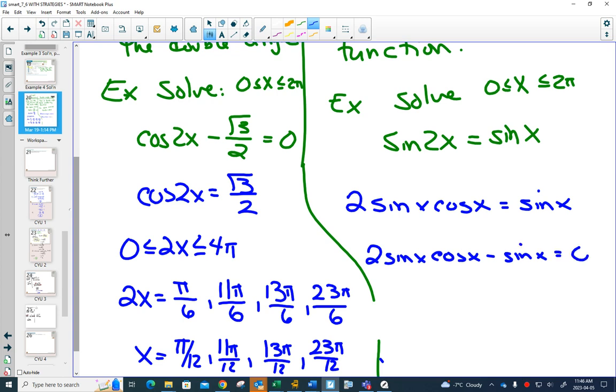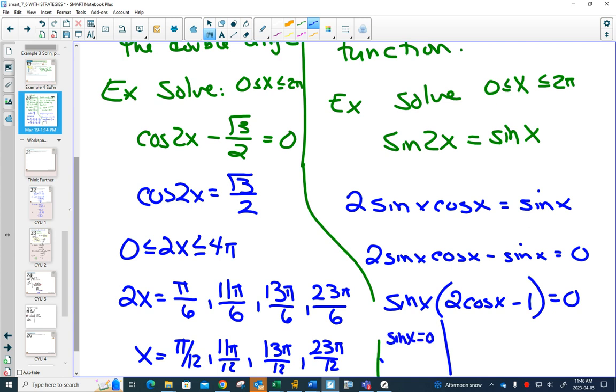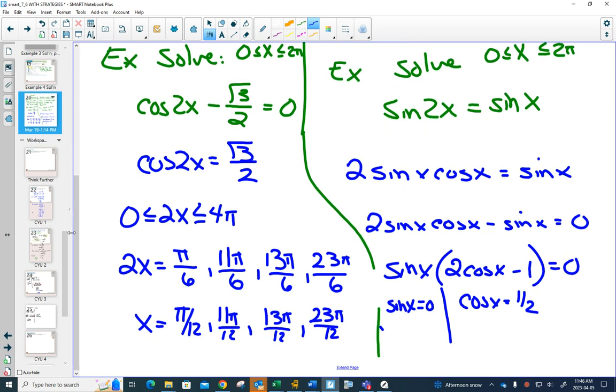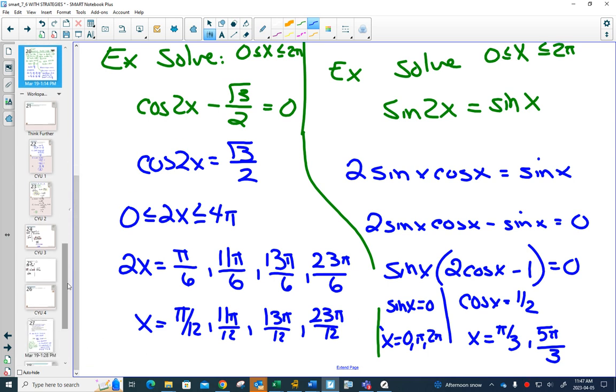Move everything over to one side, make it equal to 0, factor out the common factor of sine x. So here you would get sine x equals 0, and here you would get cos x equals 1/2. From your unit circle, your y-coordinate is 0 at 0 and 2 pi, and your x-coordinate is 1/2 at the pi over 3 family in quadrant 1 and quadrant 4.